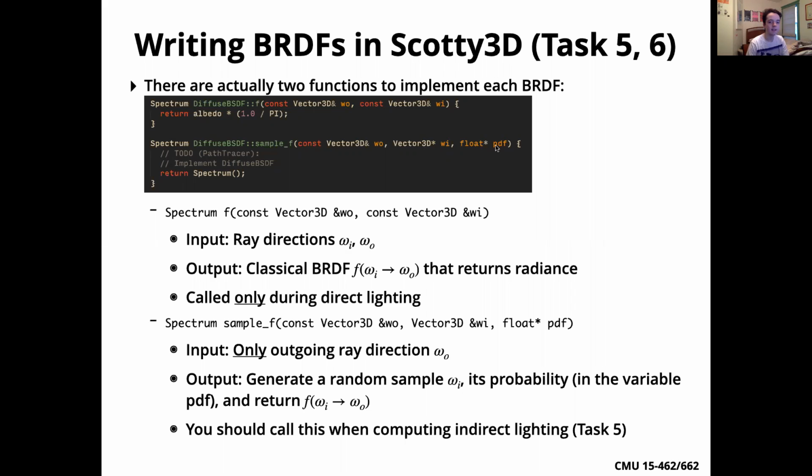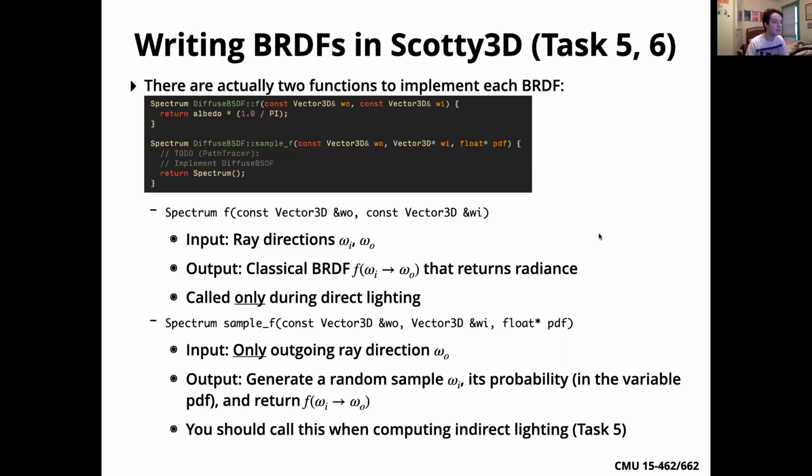Step 2, find that sample's PDF. Step 3, we return basically the same thing as f, right? So given that WO that we were given and the WI that we just generated, give as output the actual radiance. Okay, now when is sample f called? This is called by the code you will write in task 5. So in task 5, you're going to be calling sample f. And that's the whole idea, right? You hit some surface, some diffuse surface, some non-delta function surface. And actually, I don't want to say non-delta function, just any surface, right? So even the mirror, you're going to be calling sample f. Even the glass, you're going to be calling sample f.